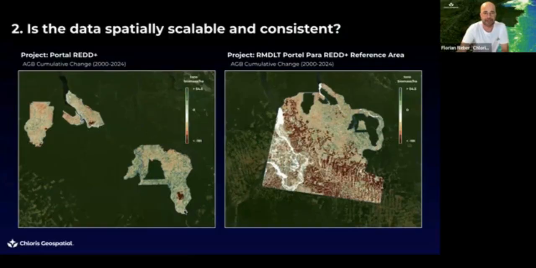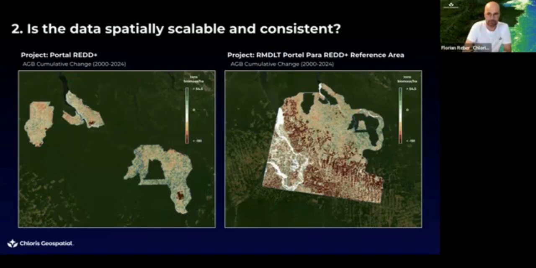So second question, is the data spatially scalable and consistent? The point here is that very often you want to compare an area of interest to another area of interest, maybe another project, or maybe the reference region of a project. And that's the case we're looking at here. On the left side, now you see the cumulative biomass change of the Portel REDD+ project in Pará from the year 2000 to 2024.